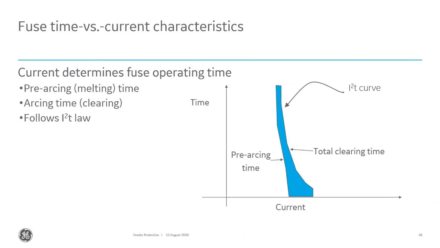Let's talk about the fuse. How do we coordinate with the fuse? We mentioned the fuse has a pre-arcing time and a total clearing time. The pre-arcing time is when you strike the fault, the fuse starts to arc, and then finally it completely clears, or melts, to clear the fault.